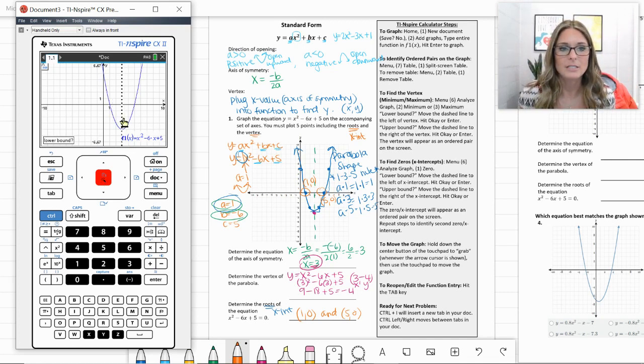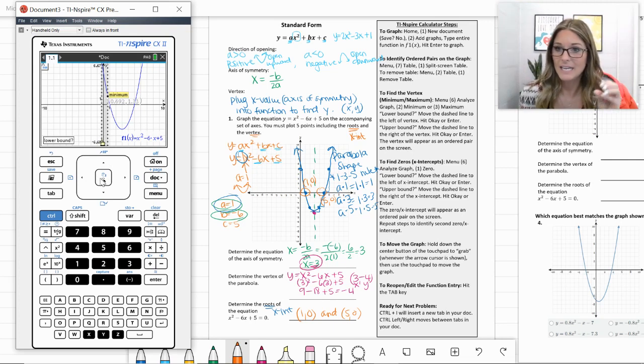So I'm going to just slide this dashed line just on the left side. You don't have to be super, super close to it. You don't have to be way out here, just anywhere on the left side. Now, if you use the keypad, you can stroke across the touchpad and move that dashed line, and then you're going to hit the center enter.